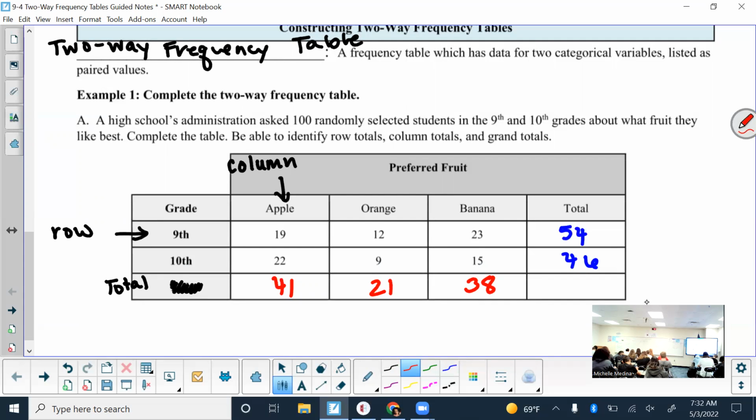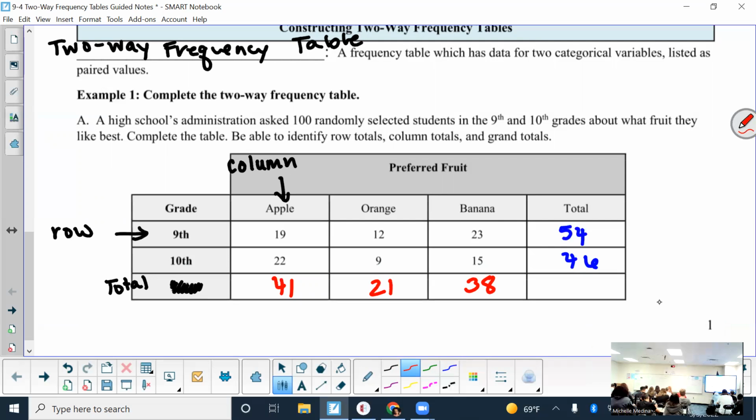Good. All right. And then what do you think goes here? And how do you know 100? So it's the total of the blue added together and then the total of the red added together. So it needs to make sense. These two should add up to this number. This row should add up to this number. And then our grand total will always be the bottom right corner of the chart. Questions about that?